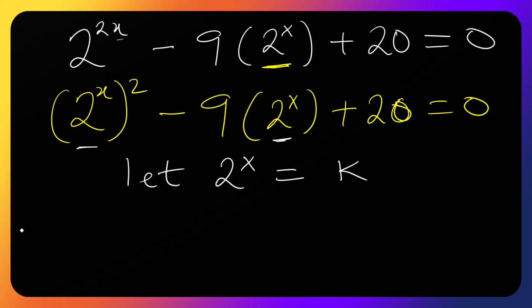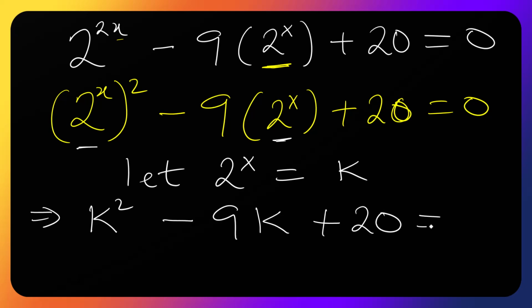Okay, so I will rewrite the whole equation again. So 2 to the power of x is equal to k. I'll go back to where I see 2 to the power of x and put k there. So this side will be k squared, minus 9k plus 20 equals 0. All right, so this one is a quadratic equation.